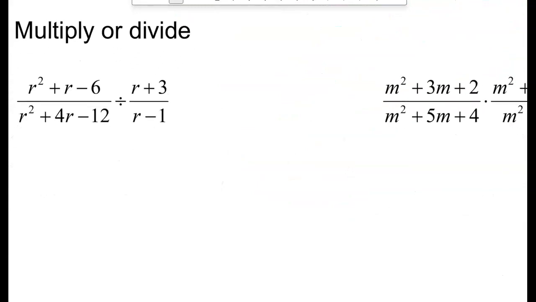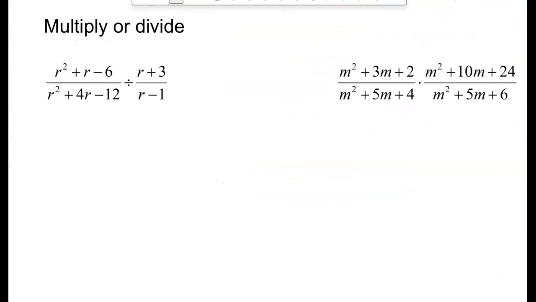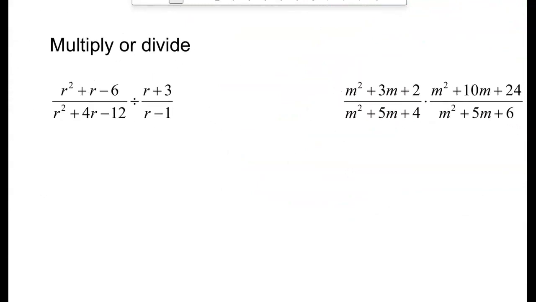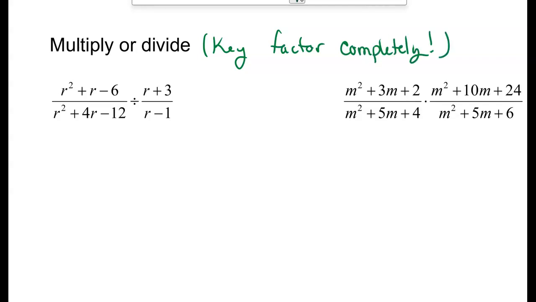Okay. Now, here's the thing. You're supposed to know the processes of all of these. Now, I'm going to do, I don't know. Should we just do the first one? I think we have time for it. The other one is on your filled in notes. But the key with this is, the key is factor what? Factor completely. And what I mean by that, numerators and denominators.